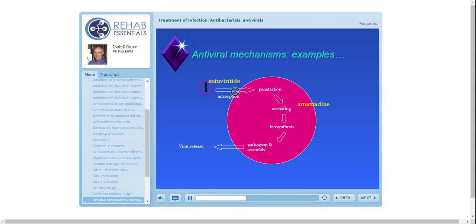Others may affect the encoding. Amantadine does this, rimantadine does this. Most of them, however, affect the biosynthesis phase. This is when the virus is manufacturing new viruses, and it uses enzymes to do that. So many of these drugs affect these enzymes and therefore inhibit the biosynthesis of new viruses. Others inhibit the final steps, the packaging and release. So you get a sense that somewhere in this cycle, the drug is trying to slow down the ability of that virus to either get a foothold or, even more likely, to replicate itself and go out and infect other cells.